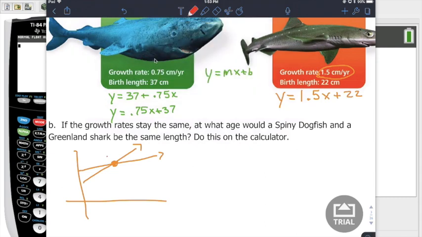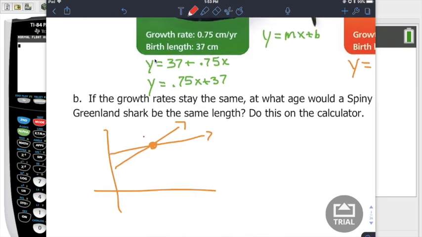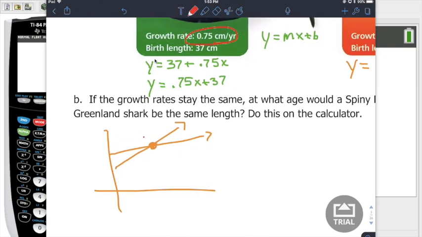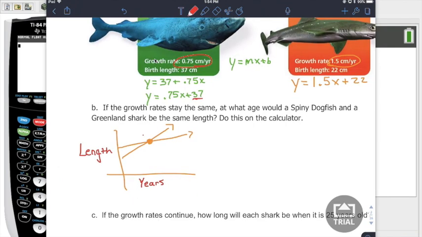Before we do that, we want to think about what the x-axis and the y-axis mean in this situation. If we have 0.75 times x, it's 0.75 centimeters per year, so x is actually going to be your years, which means the y-axis is going to be your centimeters. And you can also use the fact that the starting amount is centimeters. It's like your y-intercept, right? So we'll call it the length. So you've got the length versus the years, and then we're going to try and find an intersection.